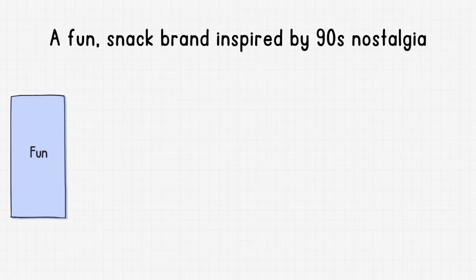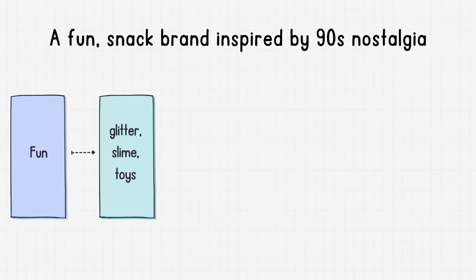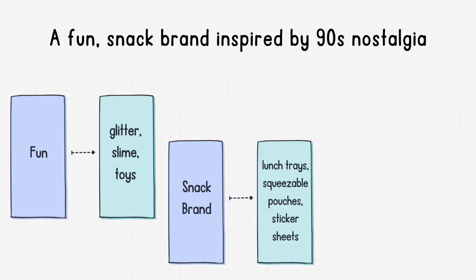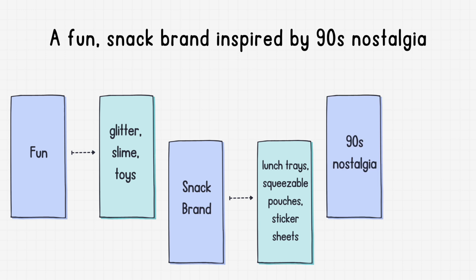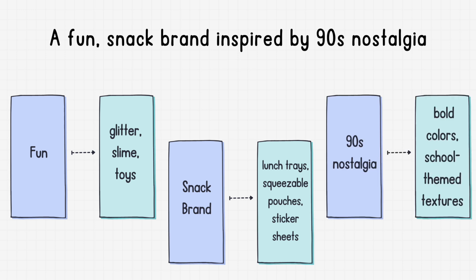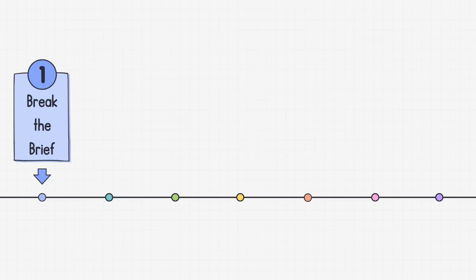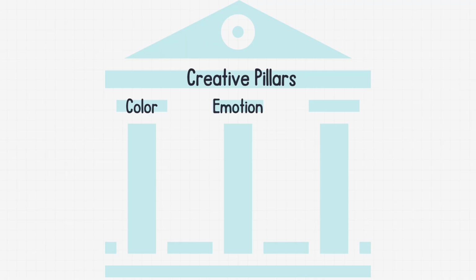Fun might remind you of words like chaotic and inspire props like glitter, slime, or toy accessories. Snack brand might make you think of lunch trays, squeezable pouches, or sticker sheets. And 90s nostalgia, maybe Lisa Frank patterns, bold primary colors, and school-themed textures. When you break the brief this way, you go from a fuzzy idea to clear visual pieces that you can actually build with. In step 2, you're going to define your 3 creative pillars: color, emotion, and texture.